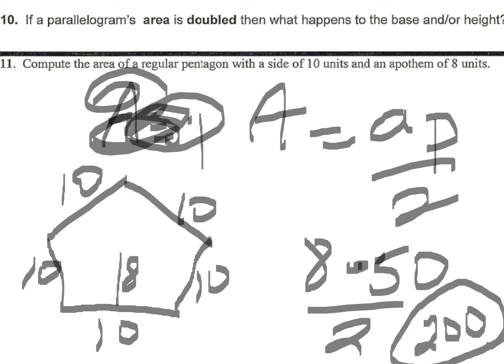Okay? Know your sides. You can just say for perimeter, 10 times 5, save you a little step. Or add up all the sides if you want. Apothem times perimeter divided by 2. Don't just put 8 times 10. You won't get it.